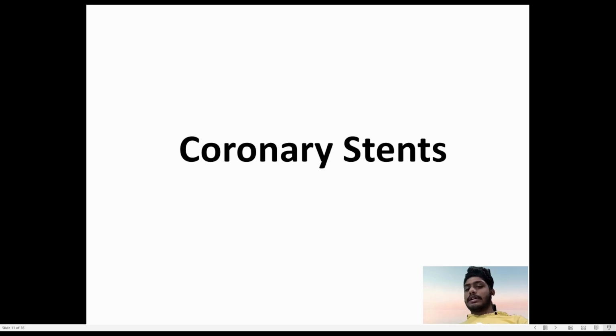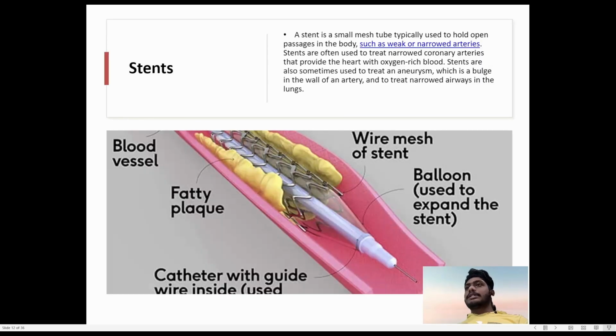Stents. We're going to have a look at stents. A stent is a small mesh tube typically used to hold open passages in the body, such as weak or narrowed arteries. Stents are often used to treat narrowed coronary arteries that provide the heart with oxygen-rich blood. Stents are also sometimes used to treat aneurysms, which are bulges in the wall of an artery, and to treat narrowed airways in the lungs.